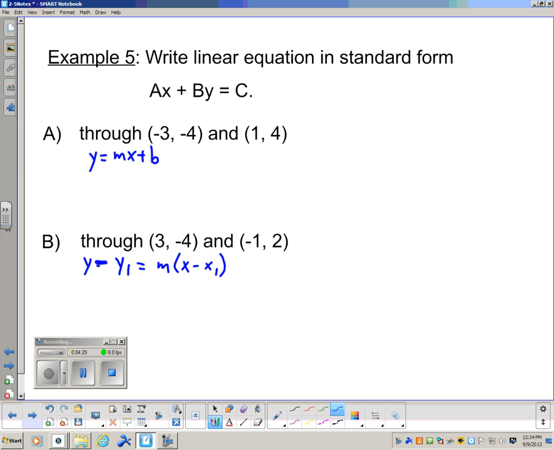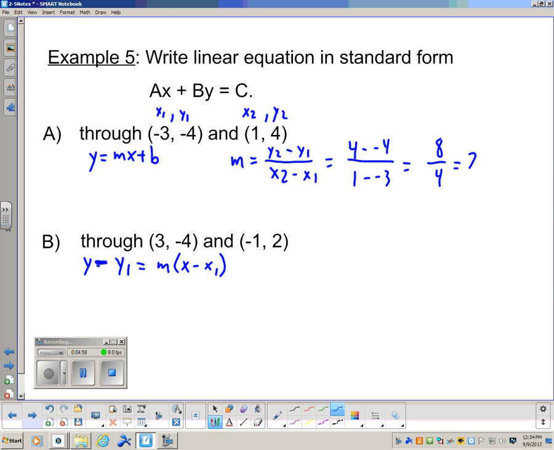So notice this first one in A there, they did not give us a slope. So let's go ahead and find our slope. So our slope is m, and remember it's y2 minus y1 all over x2 minus x1. So this here being my x1, y1, this being my x2, y2. So subtracting my y's there, I get 4 minus a -4 all over 1 minus a -3. So I get 8 over 4, which gives me 2. So 8 divided by 4 there is 2. So that's my slope.